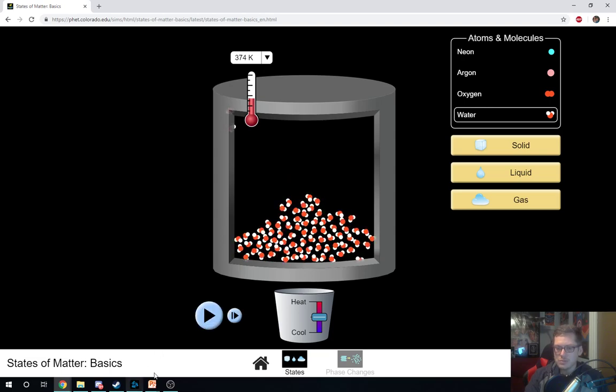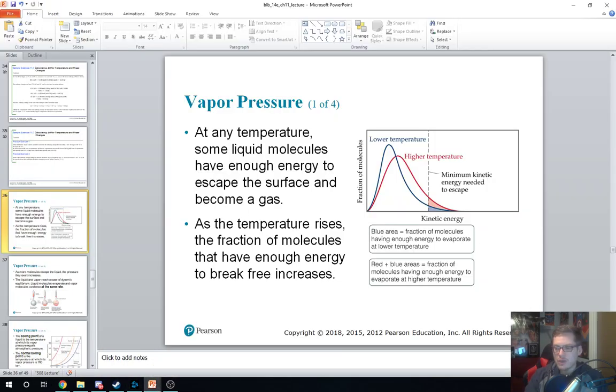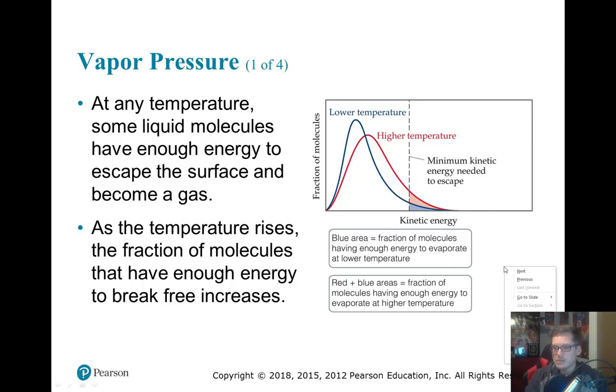All right, so this brings us to this idea of vapor pressure. Really, this is kind of the generic idea. At any temperature, there are always some liquid molecules that have enough energy to escape the surface of whatever liquid, to escape that surface tension, and become a gas. For example, if we have this thing here, we'll just pretend this is water. It doesn't really matter what it is.